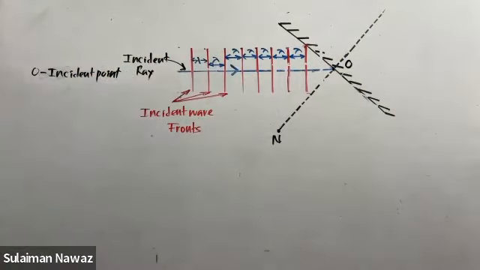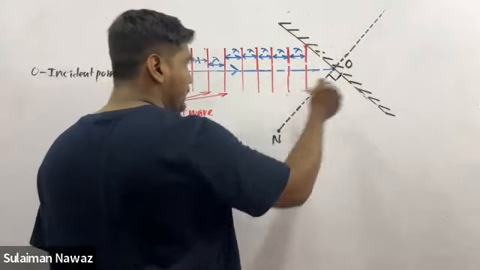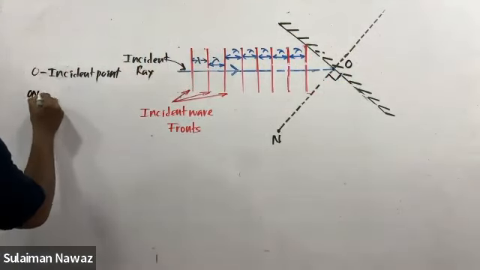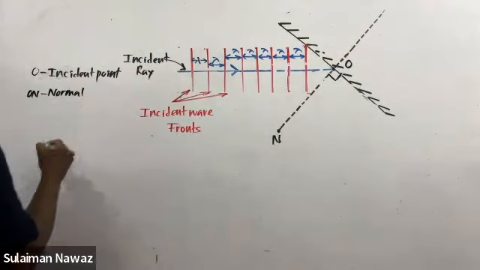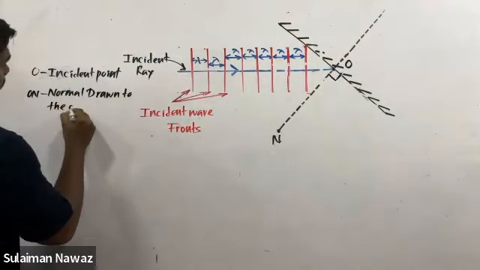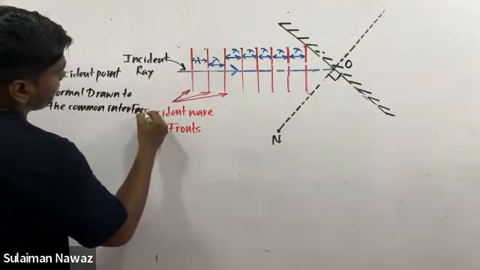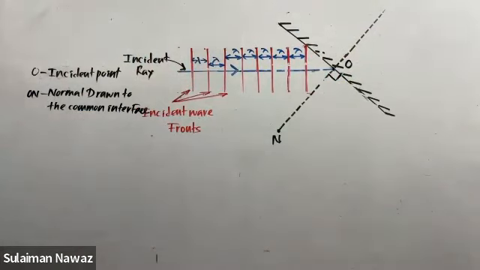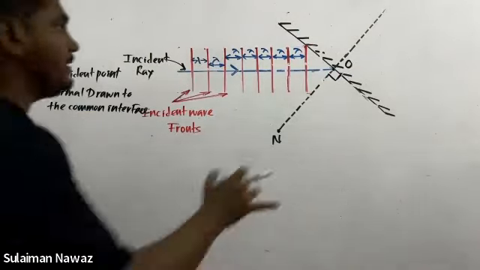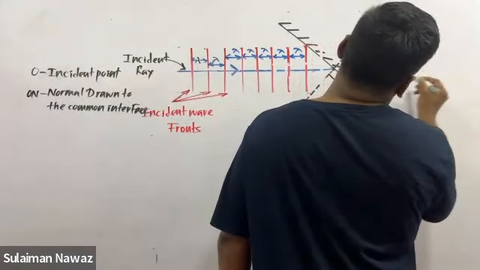Right? Then the line ON is the normal, the perpendicular line drawn to the common interface. ON means normal drawn to the common interface. And this one will be my common interface.